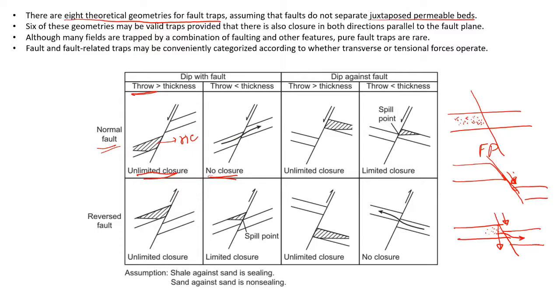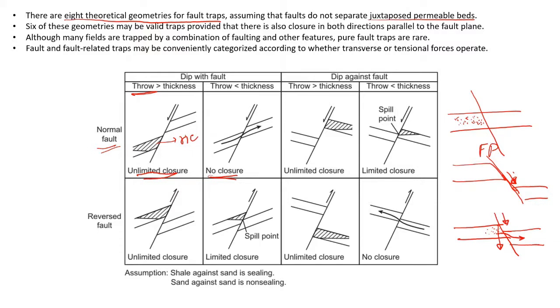Now, in case of reverse fault, in the same way, when the dip is with the fault, again, once the throw is more than the thickness, you can see here, this is a beautiful diagram which shows unlimited closure, means a very good trap. Closure has to be there for the hydrocarbons to remain in their place.